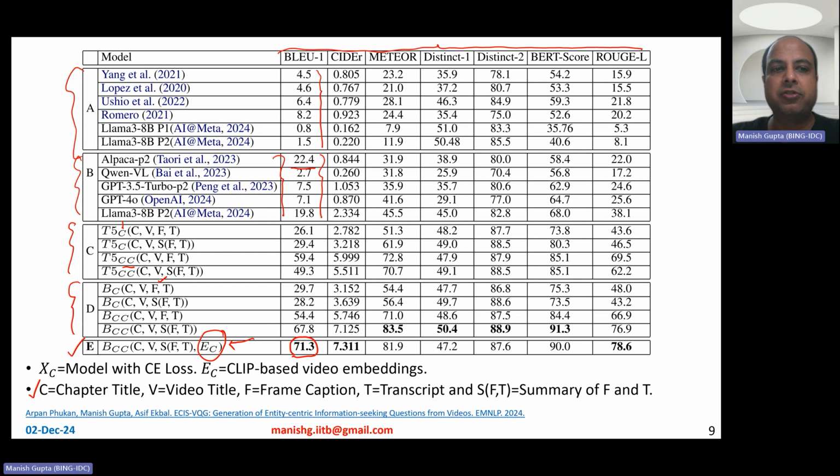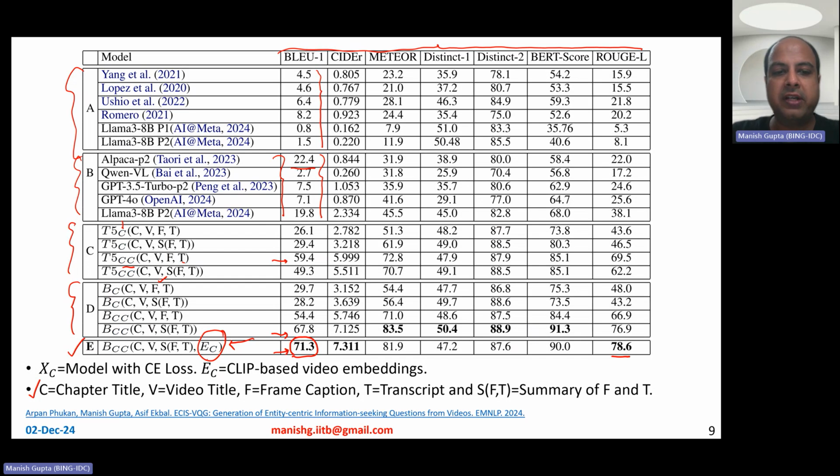Otherwise, if you just use Alpaca, Qwen, any of these prompt engineering based methods, they don't work out of the box. We also observed that if you supply all of these frame captions and transcripts, that leads to very good accuracies. You can get very good accuracies with the T5 and BART models without giving video embeddings. But giving video embeddings leads to even better improvements, giving the best of the scores in most cases. So in ROUGE, in CIDEr, in BLEU, all of those lead to the best results.